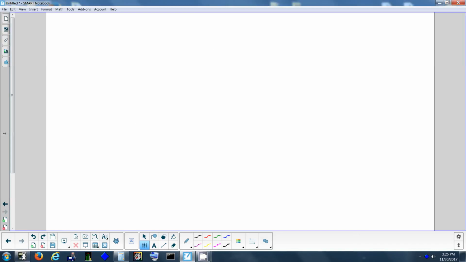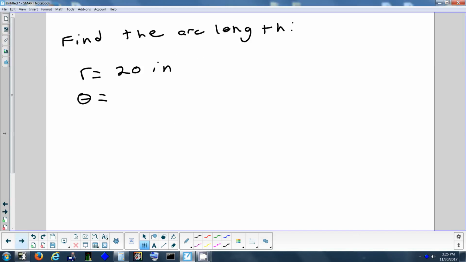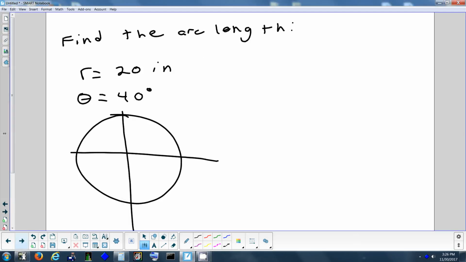Okay, what else do we do next? Arc length. So let's find the arc length. Let's say the radius was 20 inches and the angle was 40 degrees. You have a 40-degree angle inside a circle, and the radius is 20 inches. I want to know how long that arc in green is. So what's our formula for length of an arc? S equals r theta. And are the numbers they gave me ready to plug into that? No. Something has to be fixed.